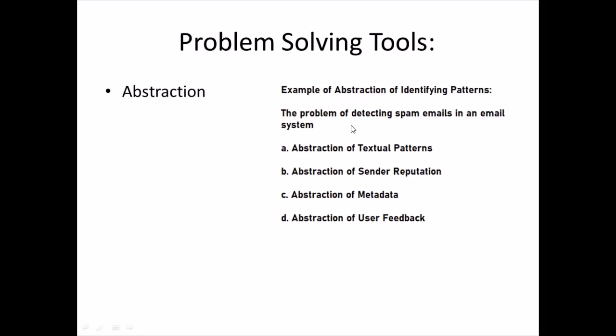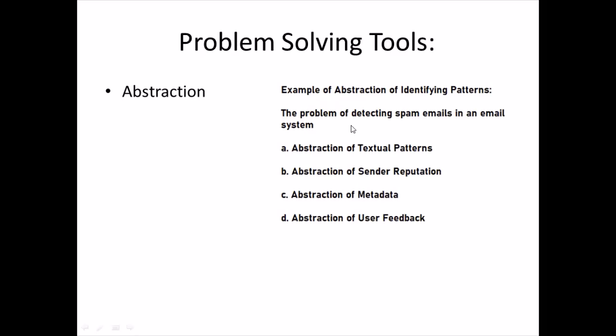And the last one is the abstraction of user feedback. User feedback plays a crucial role in spam detection. By abstracting user actions and feedback, such as marking emails as spam or moving them to the junk folder, we can identify patterns that indicate spam. These patterns can be used to train machine learning models that learn from user feedback to improve spam detection accuracy.